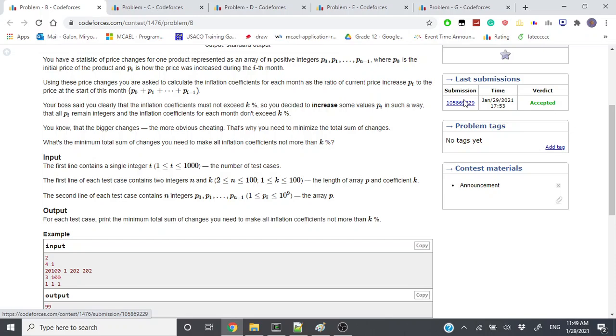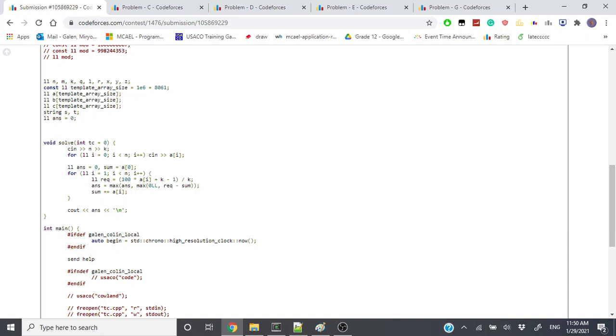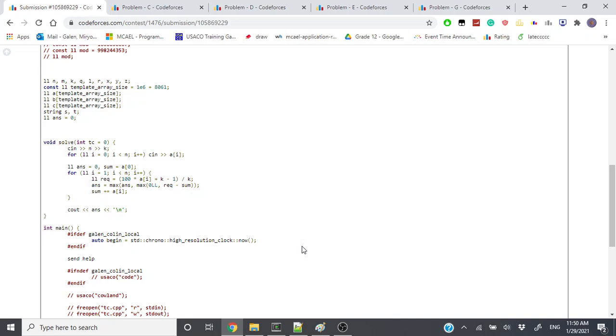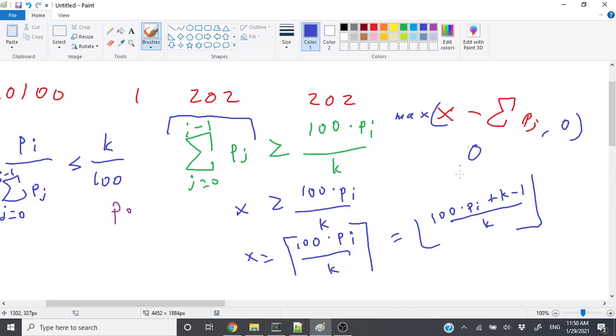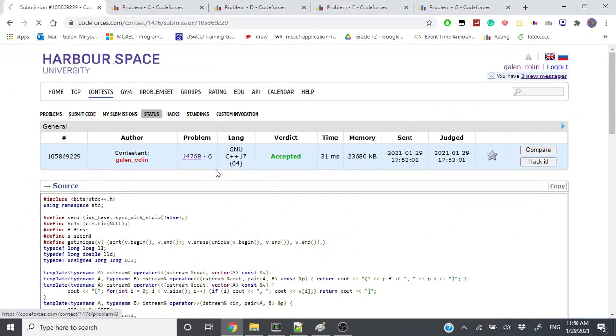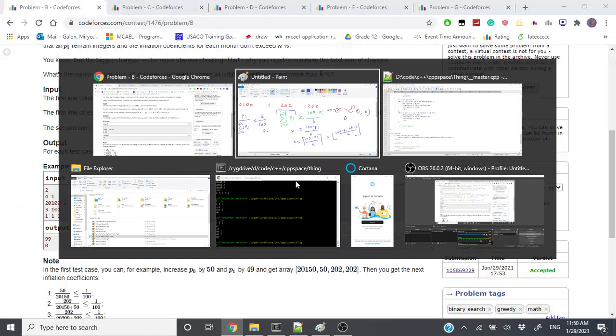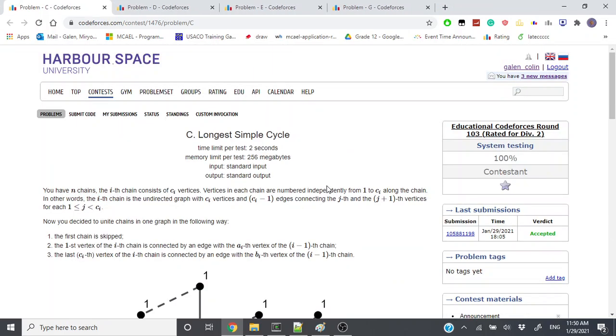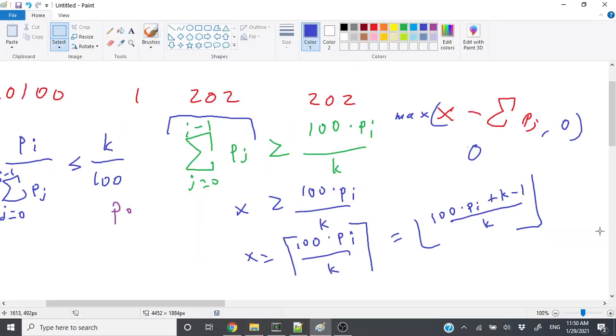So the code ends up being very simple. We just find the requirement, the value x, and then take the answer as the maximum of all of those. In fact, it's not even necessary to do that here, but whatever. And then we maintain the sum as we go along, like a prefix sum. But the constraints are tiny, so it doesn't even matter. You don't need the prefix sum, but you can maintain it as you go along. So then that gives you O of N. Okay. So that makes things work.